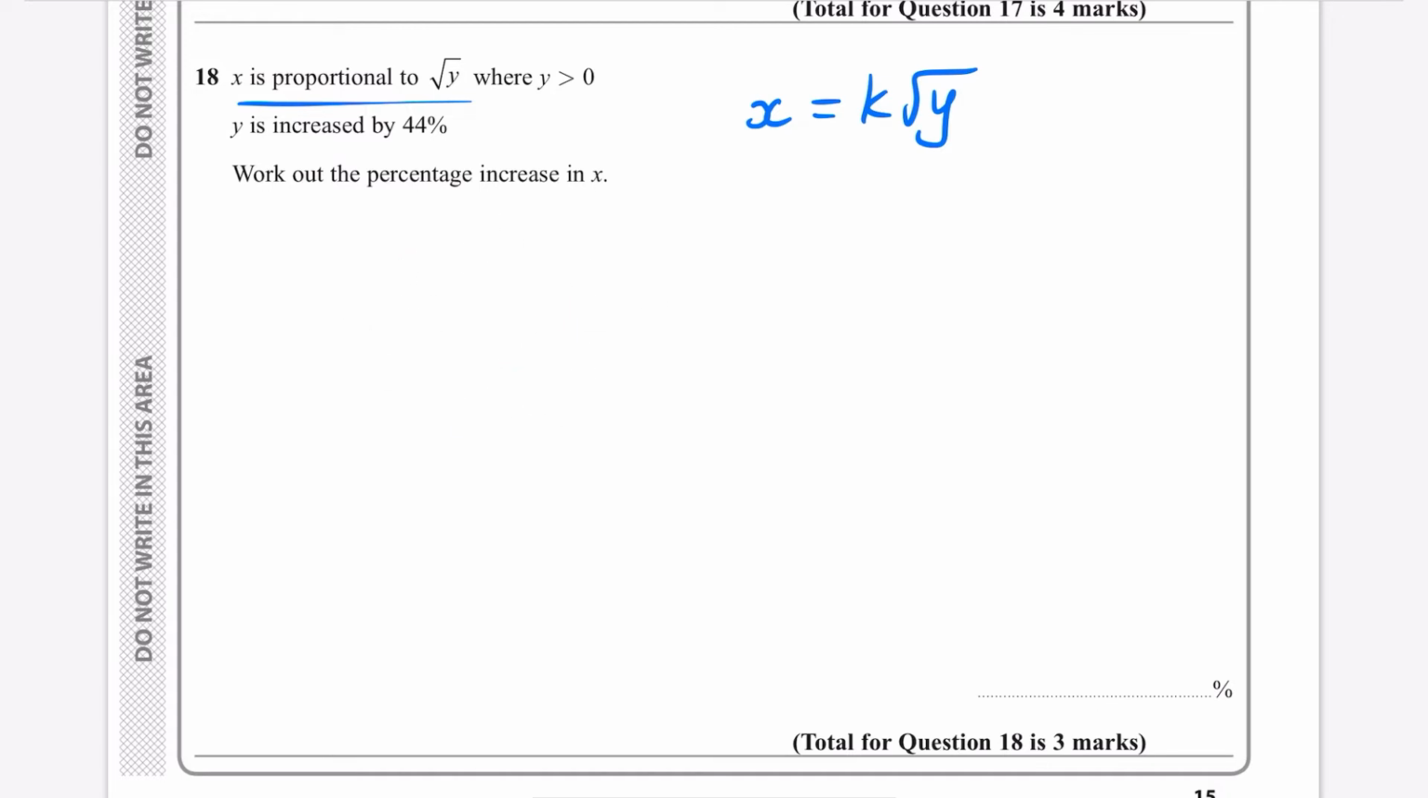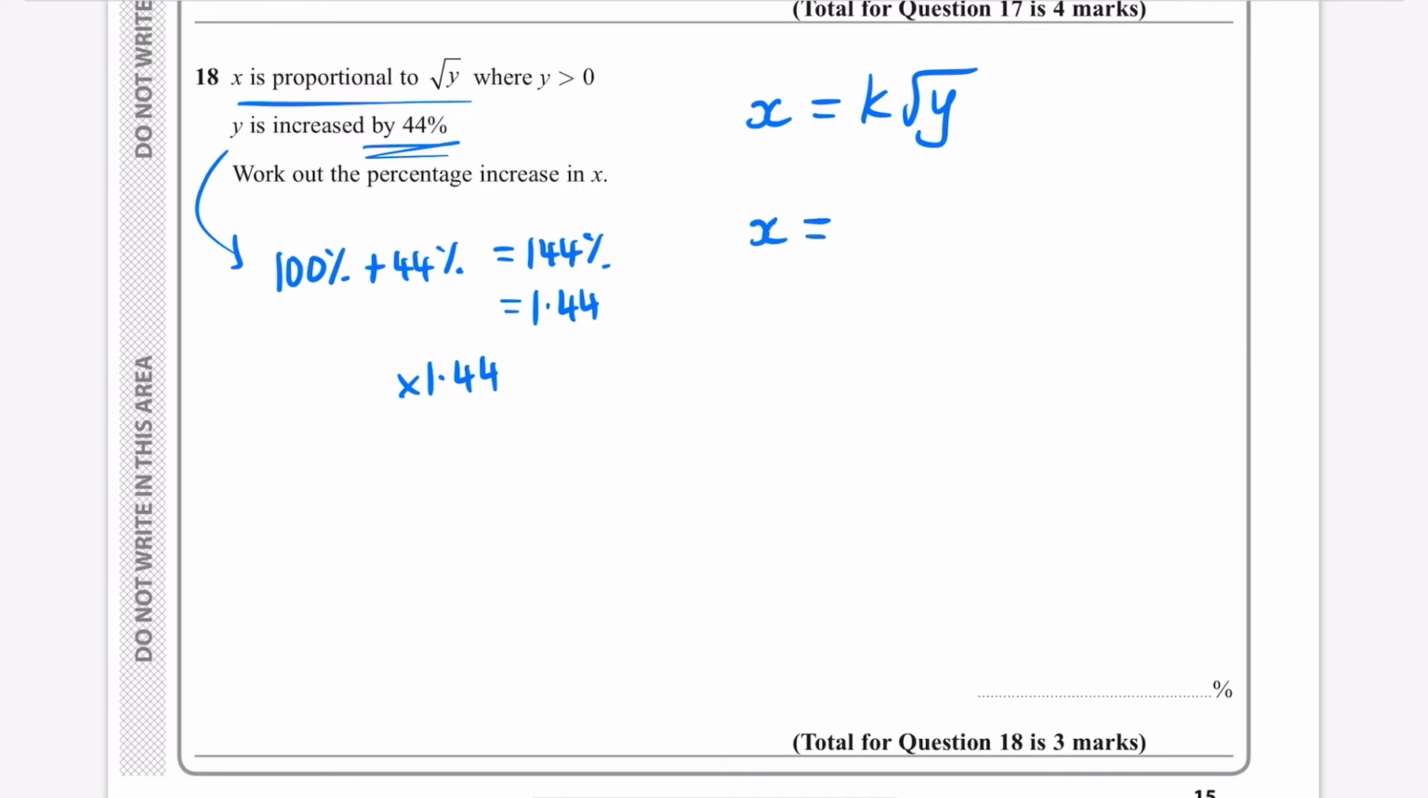So it then says y is increased by 44%. Well, if something increases by 44%, it starts at 100%, we add 44%, that is 144%. And I'm going to want to write that as a decimal because we don't really put percentages in equations. So if something is going to increase by 44%, it multiplies by 1.44. So that means that x is equal to k multiplied by the square root of y multiplied by 1.44. Y has been increased by 44%.